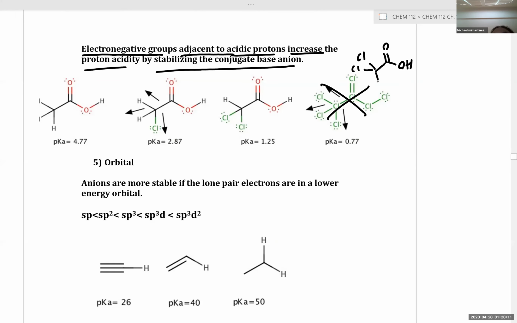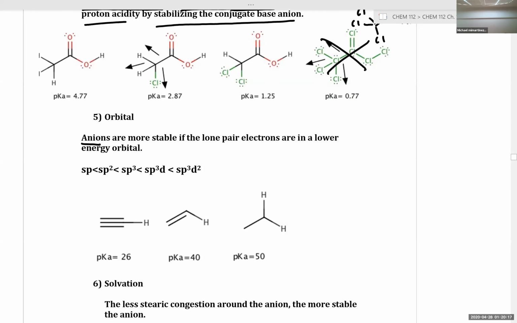Okay, in terms of orbital effects, anions are more stable if the lone pair electrons are in a lower energy orbital. So in general, the more s character we have, the more stabilized our anion is. So sp is most stable, followed by sp2, followed by sp3.